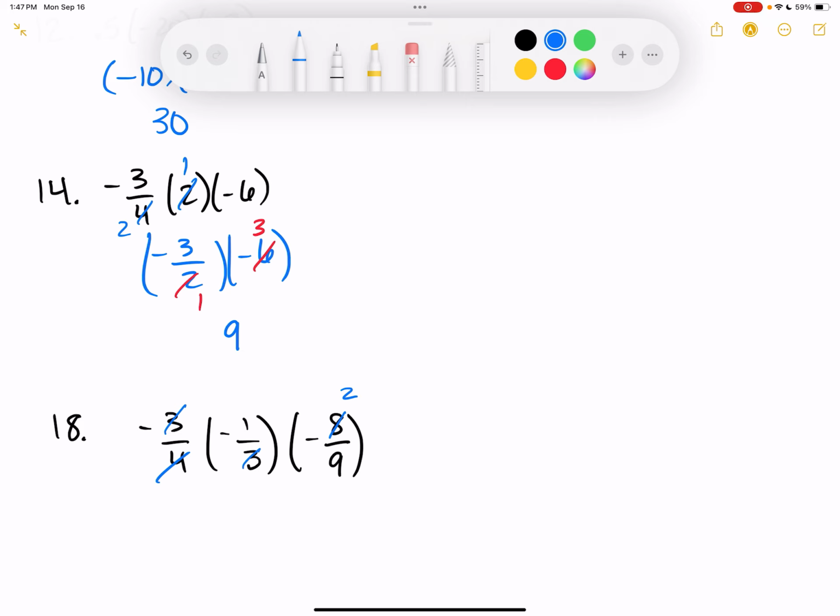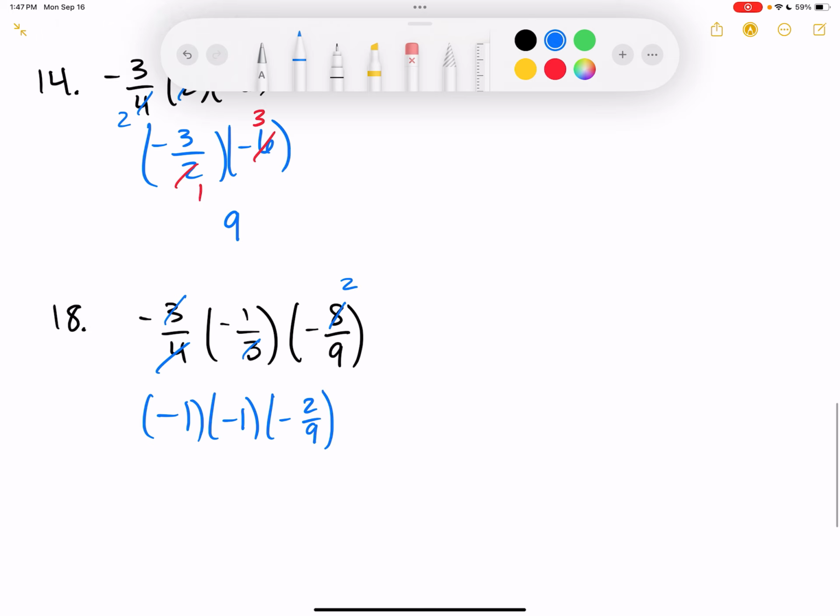So now I have negative 1 times negative 1 times negative 2 over 9. And what is that going to give me? What's negative 1 times negative 1? 1. So 1 times negative 2 over 9 is? It'll be negative 2 over 1 over 9. Negative 2 over 9.